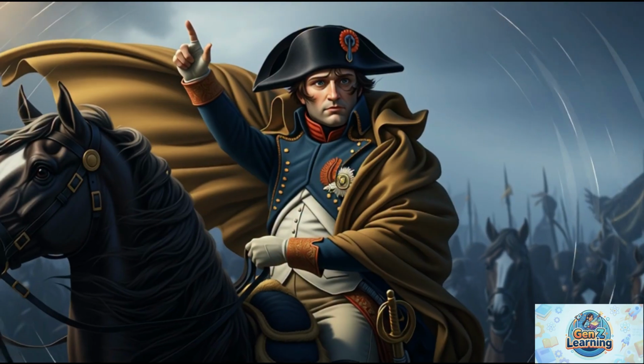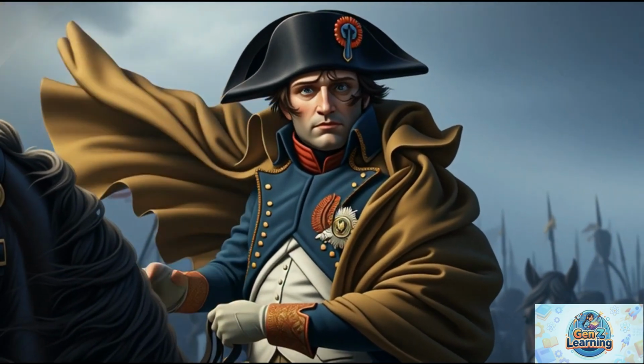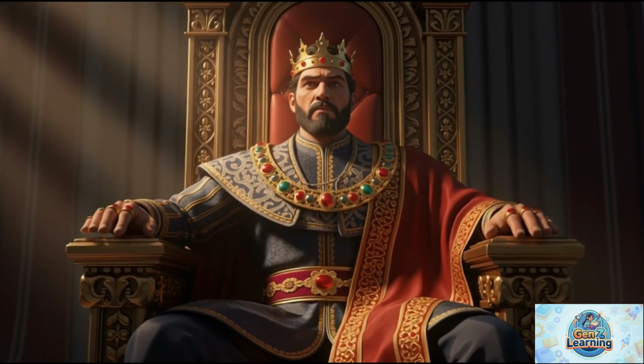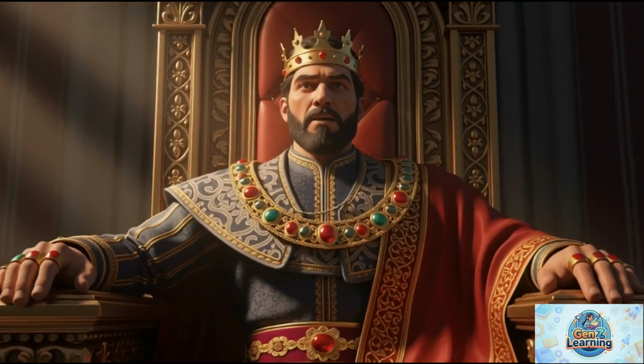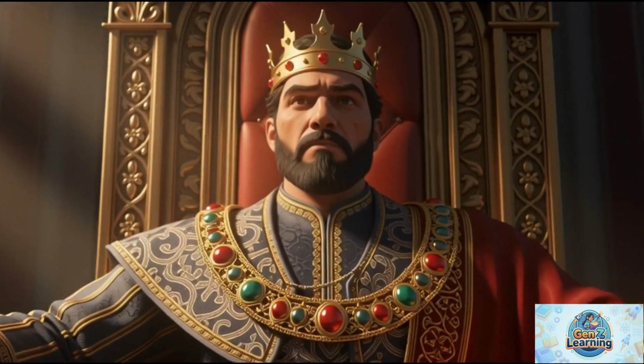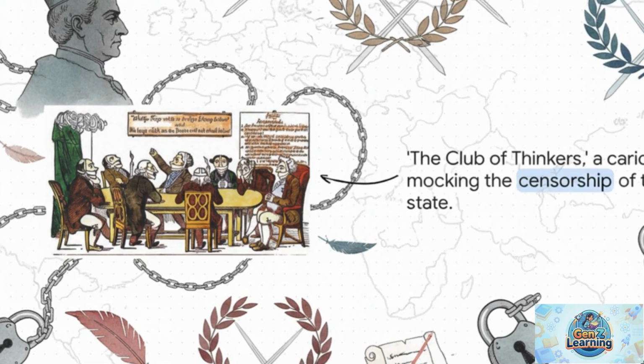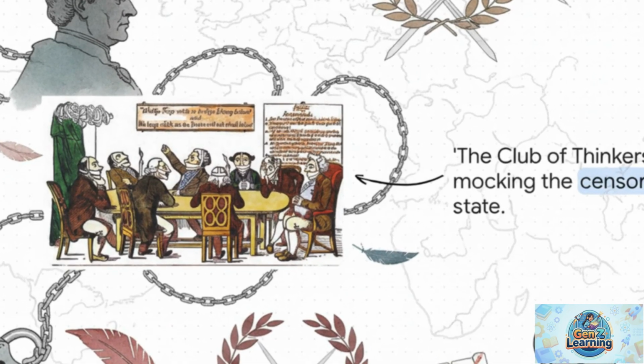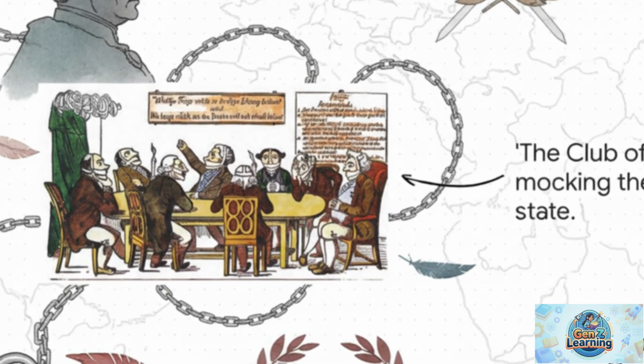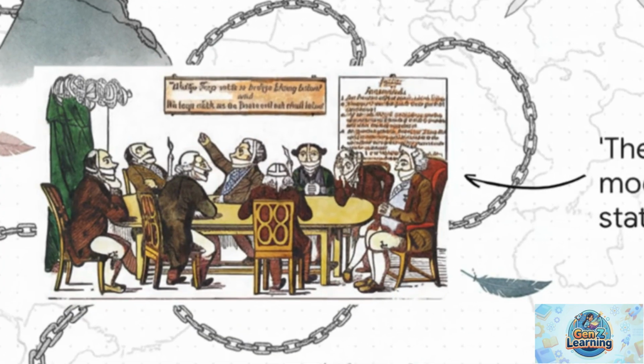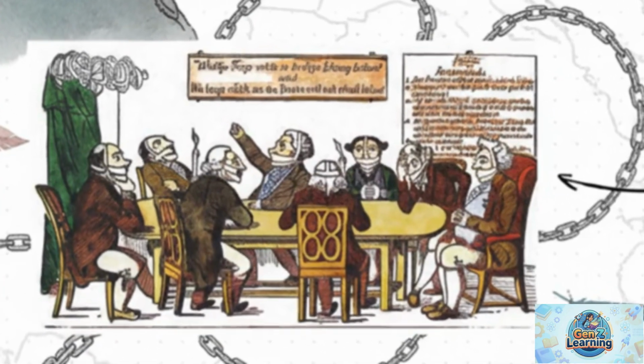After Napoleon was finally defeated in 1815, conservative leaders, like Austria's Chancellor Metternich, put the old kings back on their thrones and tried to stomp out these dangerous new ideas. This cartoon here just captures the mood perfectly. It's called The Club of Thinkers, and you can see they're all muzzled. The number one rule: silence.